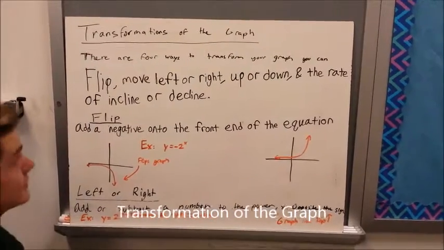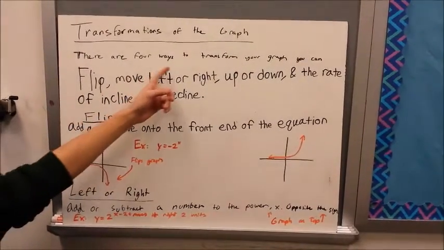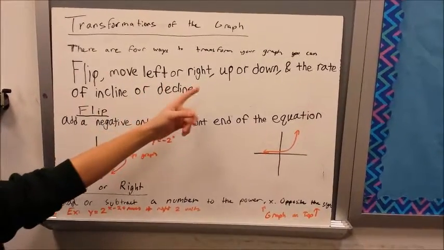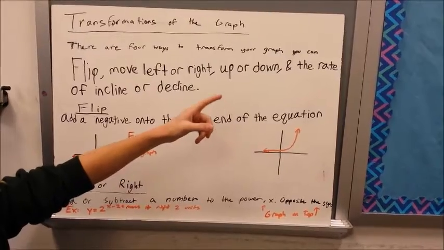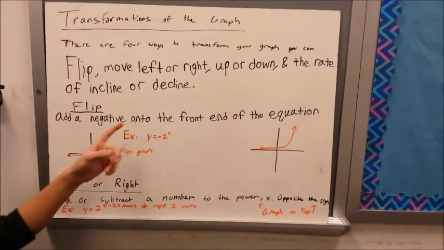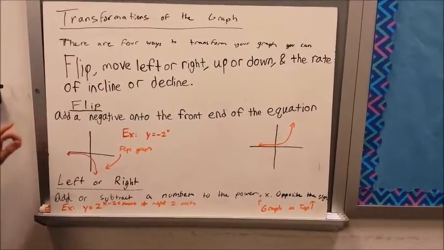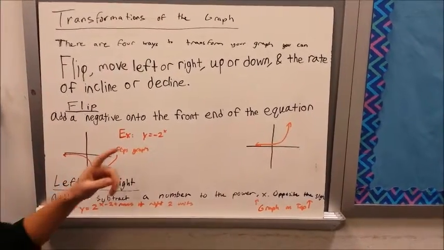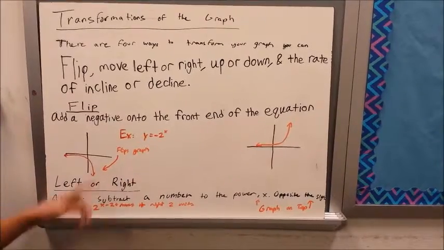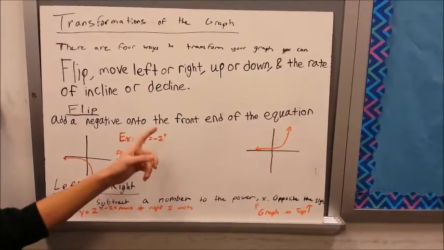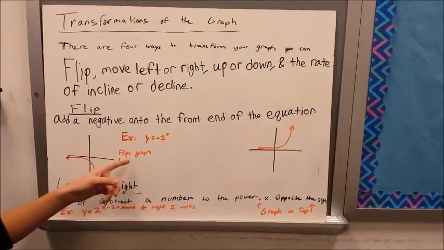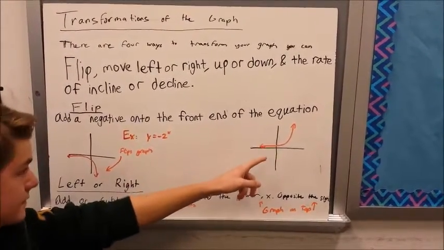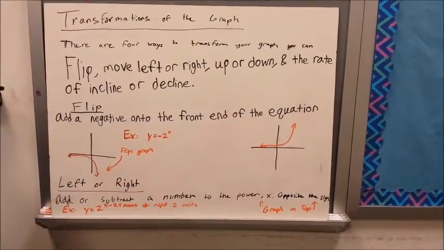Here is transformations of the graph. There are 4 ways to transform your graph, and you can either flip it, move it left or right, up or down, and you can change the rate of incline or decline. First, we're going to start off with flip. And for that, you'll have to add a negative onto the front end of the equation, such as this example, y equals negative 2 to the x, which will flip the graph downwards, unlike this graph, which is the opposite.